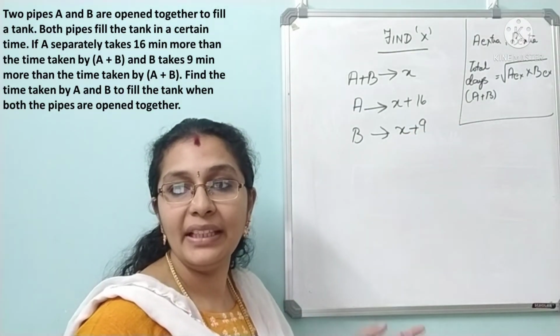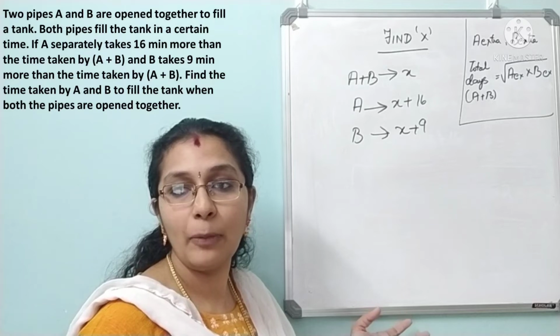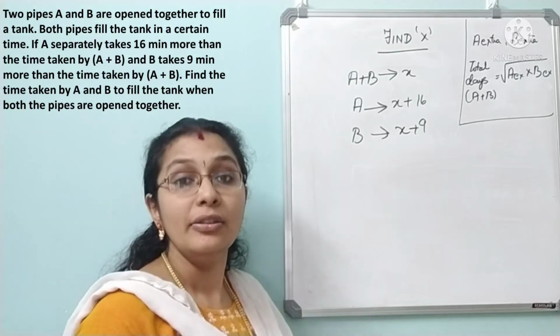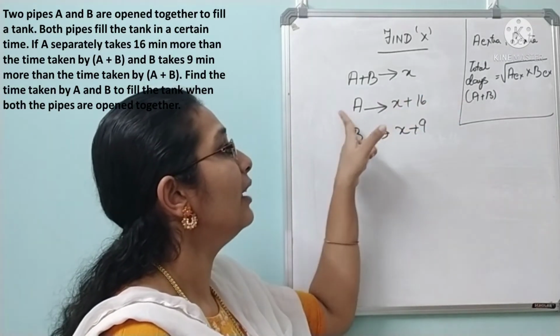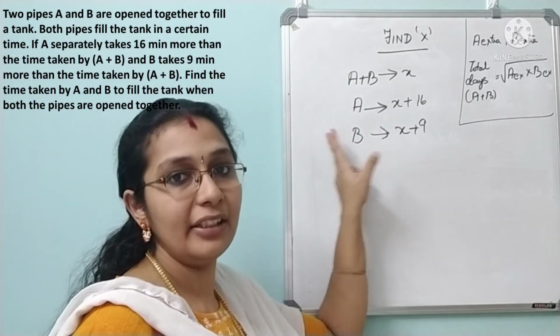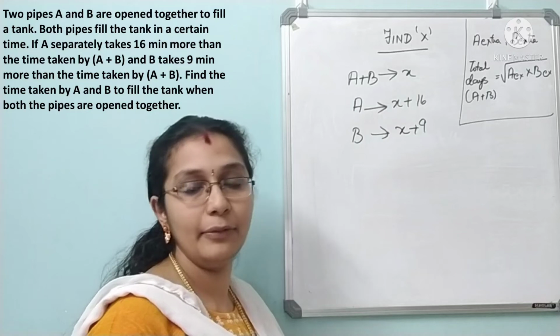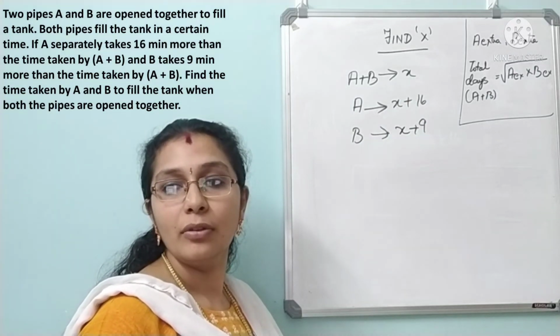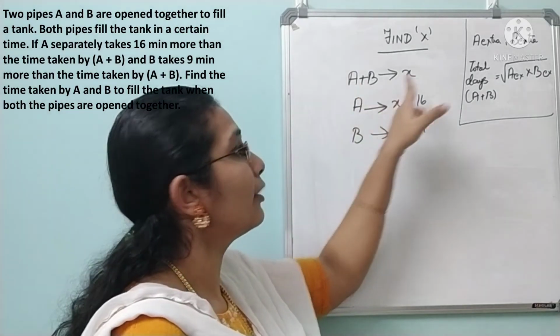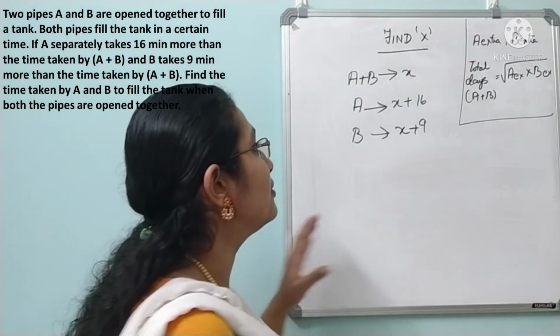Find the time taken by A and B to fill the tank when both the pipes are open together. Listen to the question carefully, whether they are asking the value of x or A or B, together or separately, and then solve the answer. Here x is only the question.